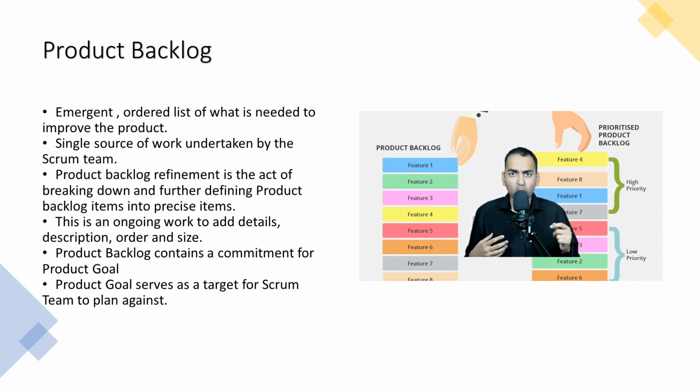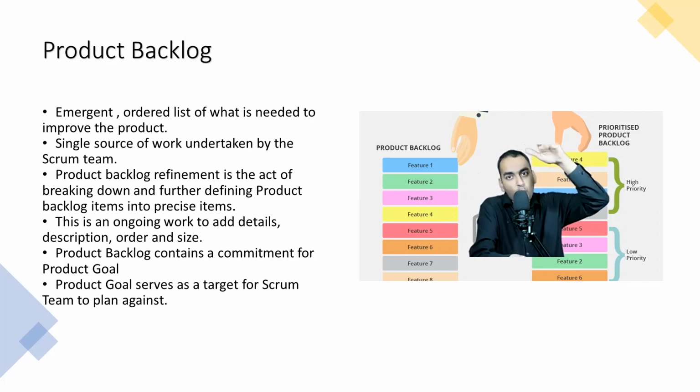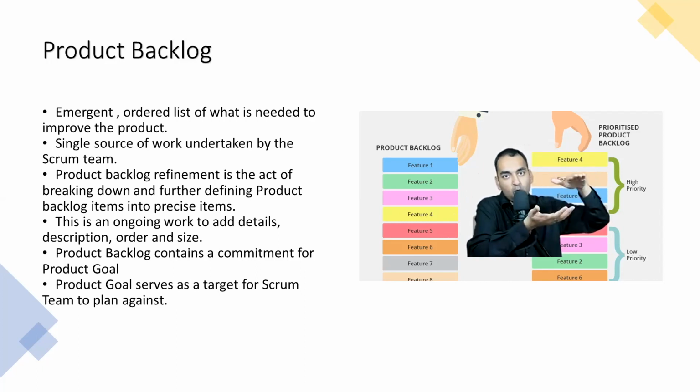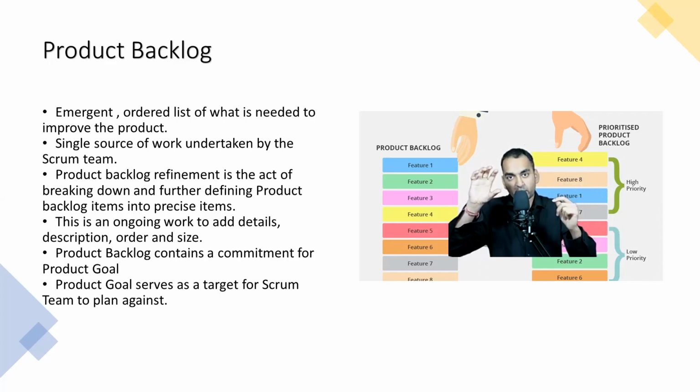Also, the product goal serves as a target for the Scrum team to plan against. So every sprint, the team plans a sprint goal. And if you combine all these sprint goals together, it should give you the product goal. So the sprint goals are actually a subset of the product goal.